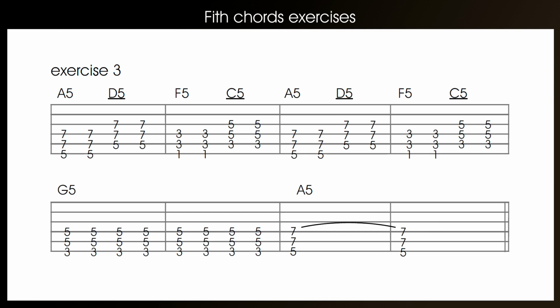The second line of exercise 3 is very simple. We simply play the G5 8 times and then move the chord up by 2 frets to finish on the A5. However, let's hear that done anyway.